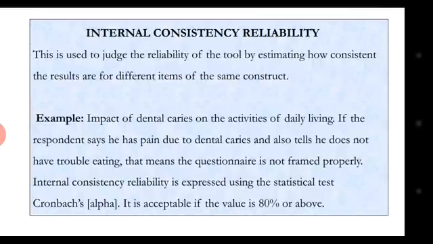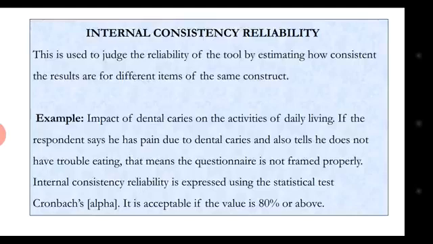And what about the next one? It is the internal consistency reliability. So why do we need to check it? We are going to judge this reliability by estimating how consistent the results are for different items of the same construct. So if you are going to check one particular aspect, your factor or a relationship, you are going to administer some different questions.